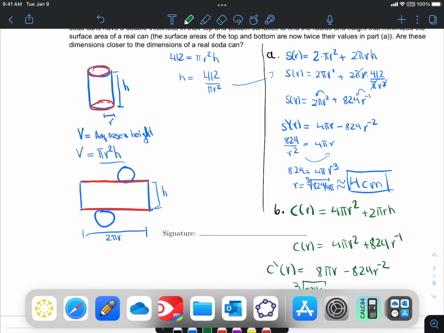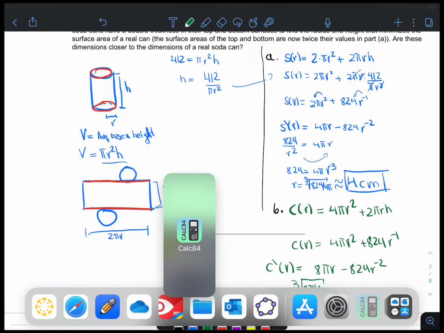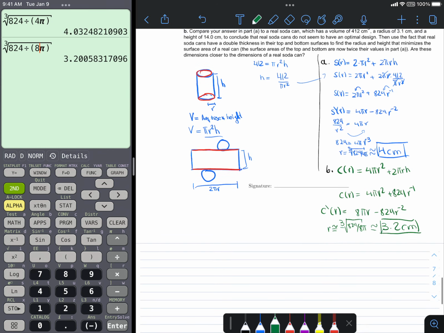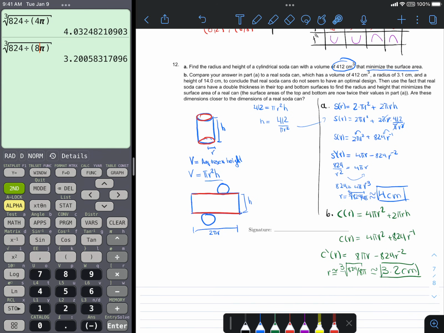And then if I bring up my calculator again, I can just go back and replace my 4 pi by an 8 pi. And then I'll get about a 3.2, which is a lot closer to the value they give me of 3.1. So these are now a lot closer to the real dimensions of a soda can.